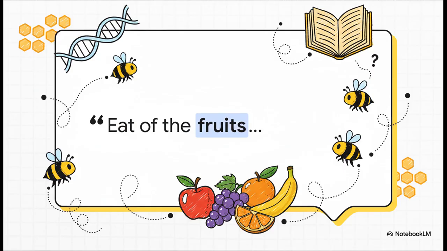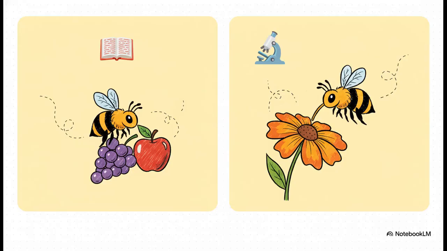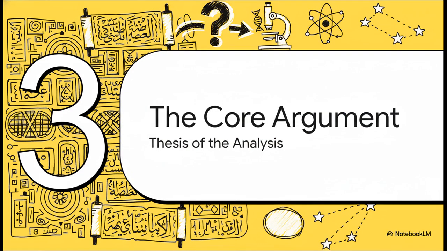All right, now for a much smaller, but super specific observational point the analysis makes. This one's about bees. This verse instructs them to eat of the fruits. And the source basically presents this as a simple observational error. From a biological standpoint, the diet for honeybees is nectar and pollen from flowers, not fruit. While some other insects might eat fruit, the analysis points out this just isn't what the bees that produce honey do.